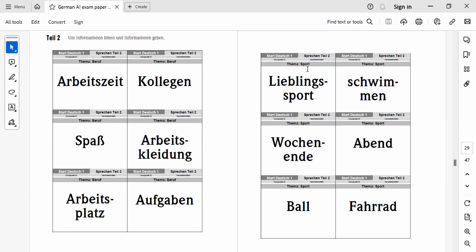Then come to the next topic called Sport. In the sport, you have this. Lieblingssport means favorite sport. Then Schwimmen, you know, swimming. Wochenende, weekend. Abend, evening. Ball, it's a ball. And Fahrrad is cycle.